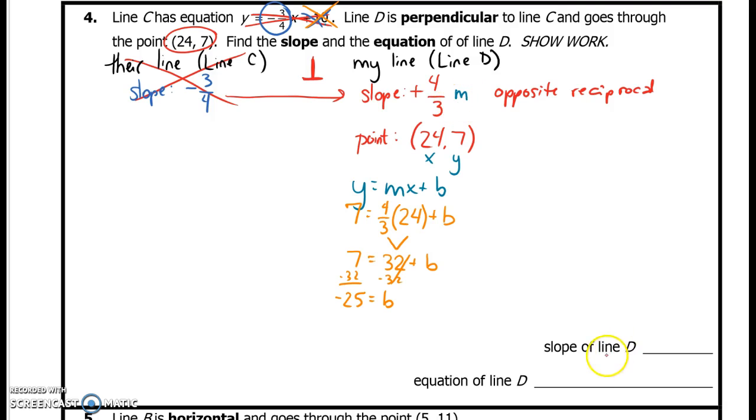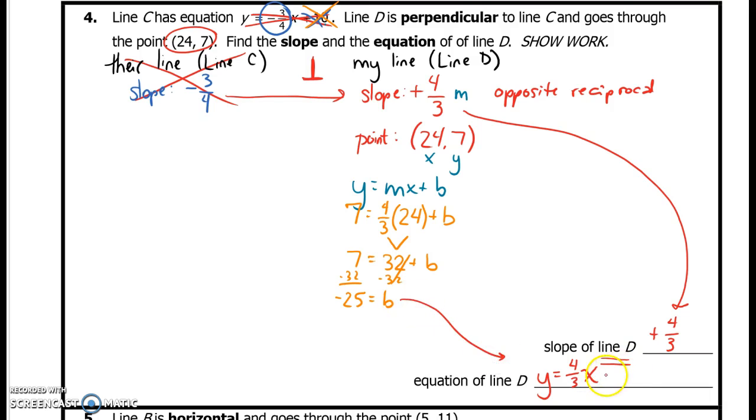The slope of my line, line D, we figured that out earlier. That's a +4/3. The equation of line D, since we know that the slope is 4/3, we attach that to the x, and then a little bit of work told me that my y-intercept was a -25. So notice that the only thing we used their line's equation for was finding their slope. Once we knew their slope, we used that and the opposite reciprocal trick to find our slope, and it became just like all of these other questions.